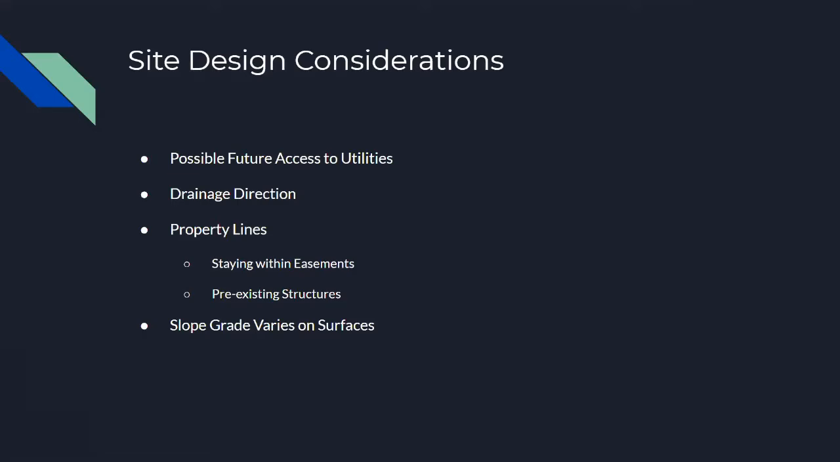So you want to make sure that everything is clear and doesn't cause any unnecessary cumbersome load to maintaining any of those utilities themselves. Another consideration is the drainage direction when coming in and out of the site itself. So keep aware of all the piping that is underground or going into the site itself, it should be kept going in the same pathway as it was before. Another design consideration is the property lines.